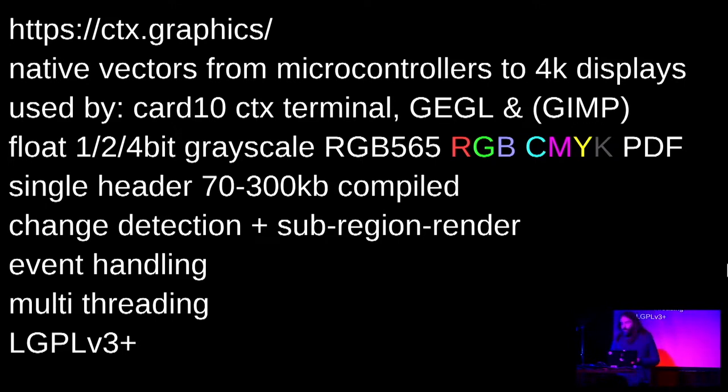It is already used by Cardio, which is a badge from the Chaos Communication Camp, a terminal, which I'm developing for this library, as well as being used internally by GIMP through GEGL. It has support for floating point storage of colors, not only 8-bit. It does grayscale and CMYK. It can be compiled to be as small as about 70 to 80 kilobytes and use only 20 to 30 kilobytes of RAM and still be able to render vector graphics.